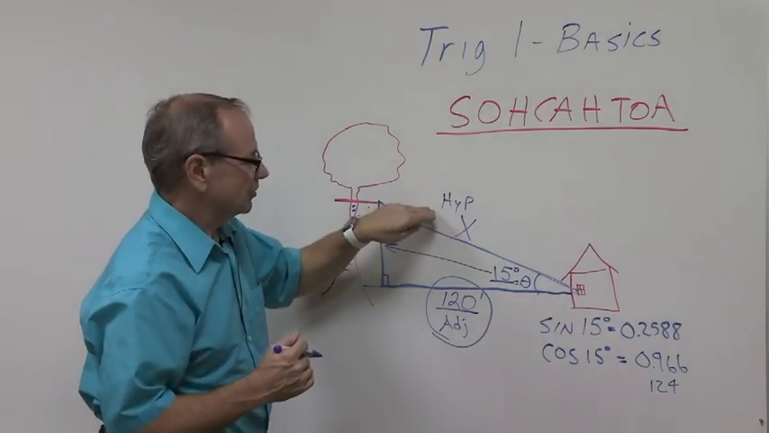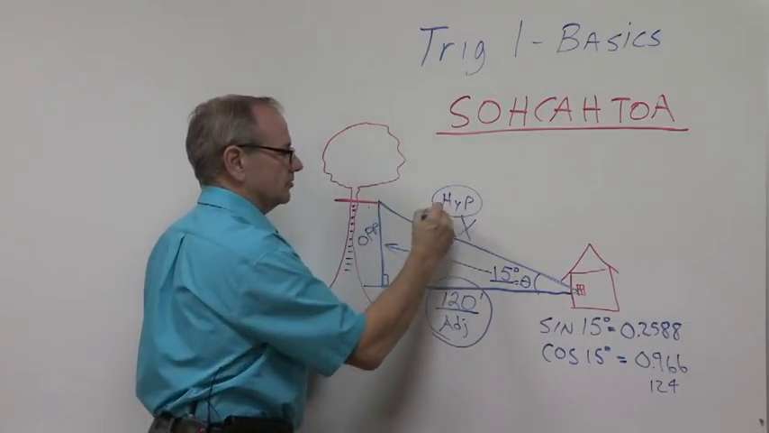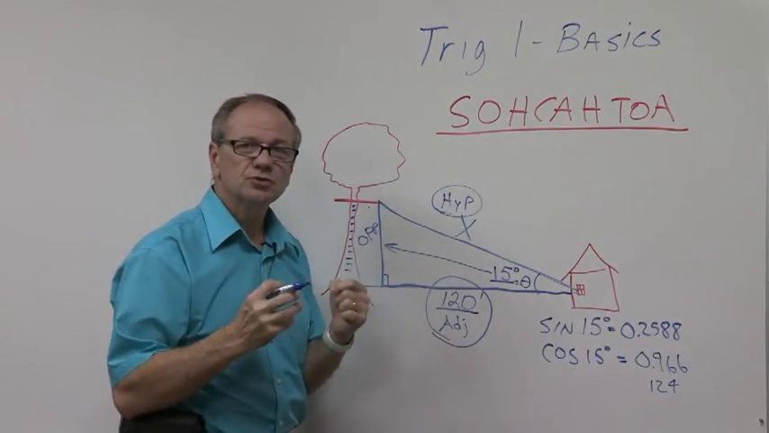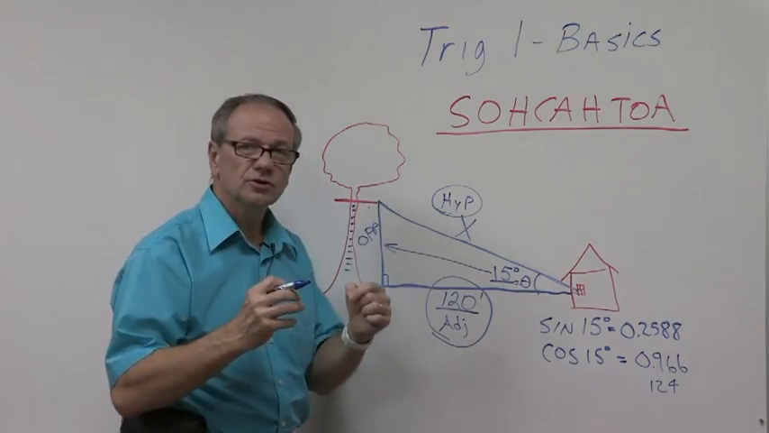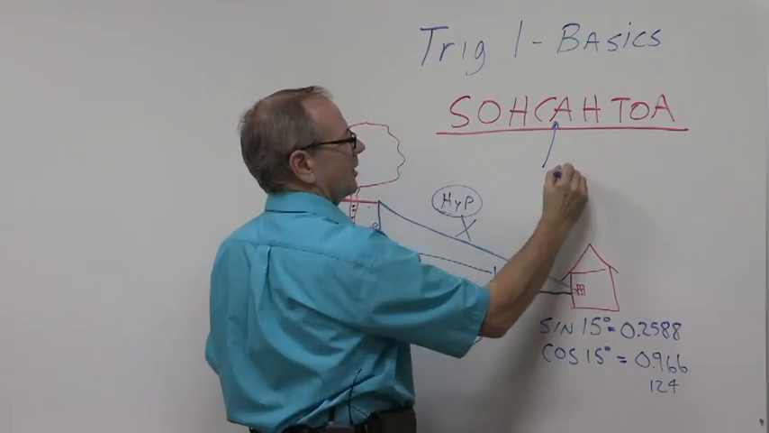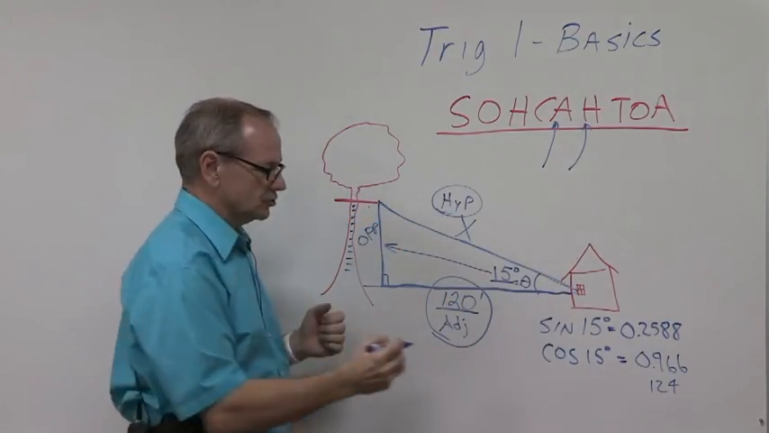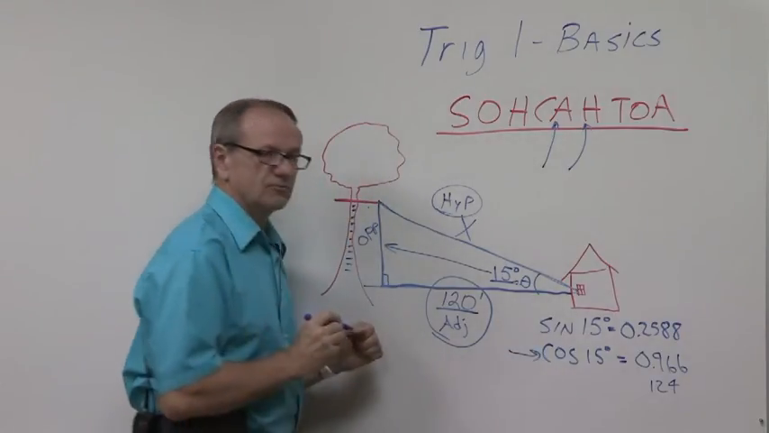They want the length of the cable going back to the house. That's the hypotenuse. So we use these two to tell us which function to use. All right, I have adjacent. I want hypotenuse. That tells me I'm using the cosine function. I will be using the cosine function.